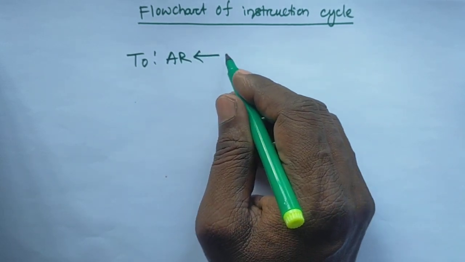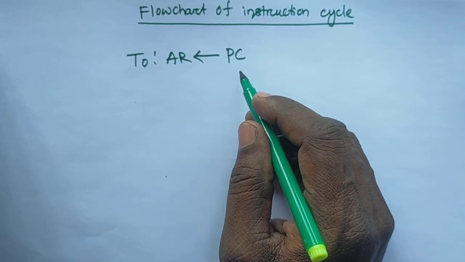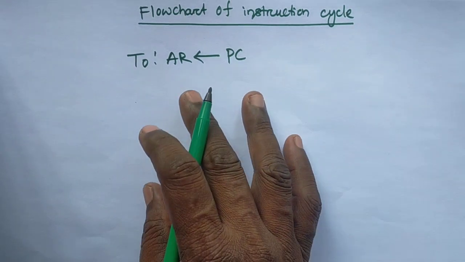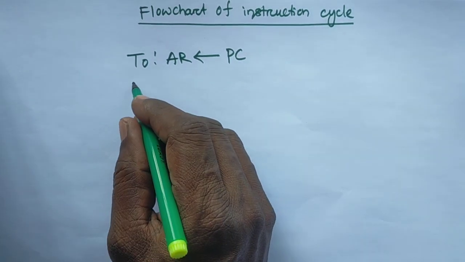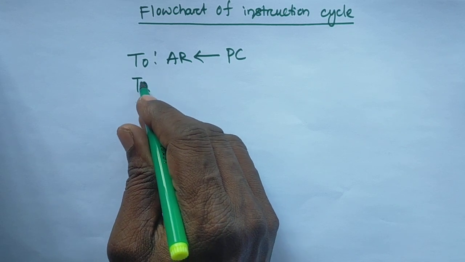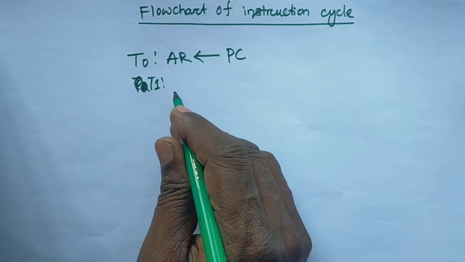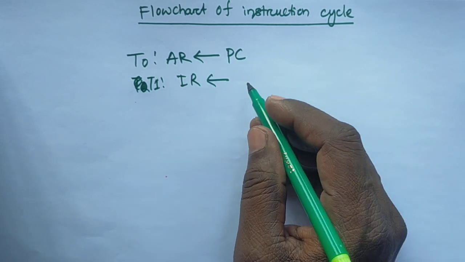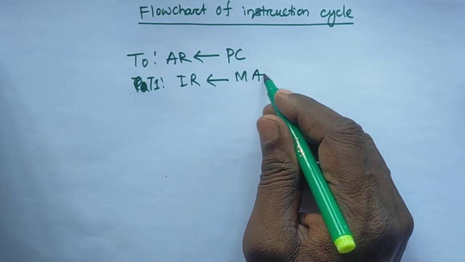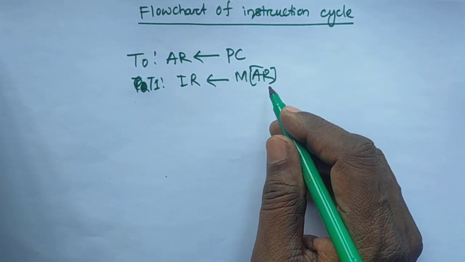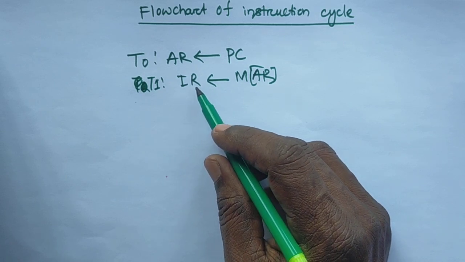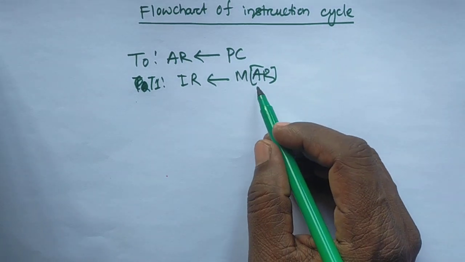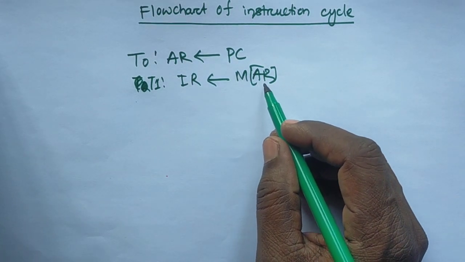Okay, let us consider 3 times, starting with t0. We have already discussed this, but I will repeat. Initially the program counter selects the particular instruction and transfers it to the AR register, that is the address register. Then on t1 time, what happens is that the address register collects from memory and transfers to the instruction register. That means the instruction register receives the particular data from memory, through the address register.